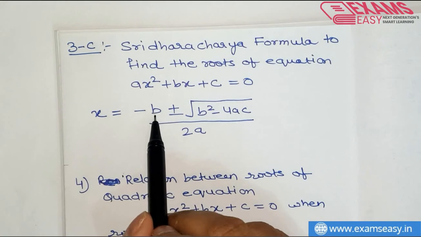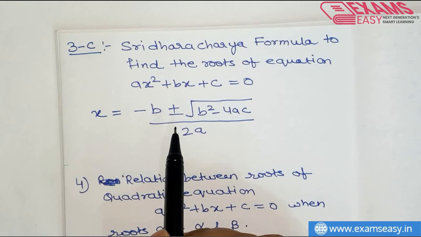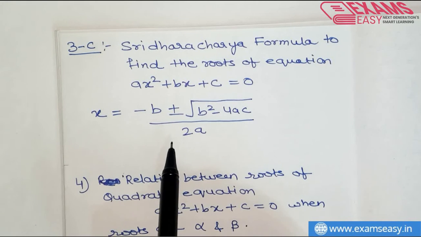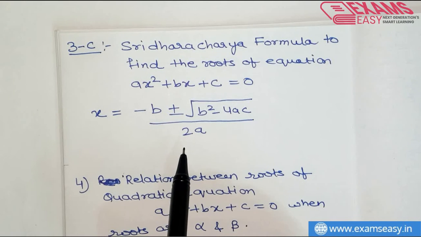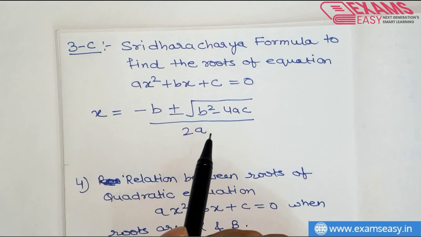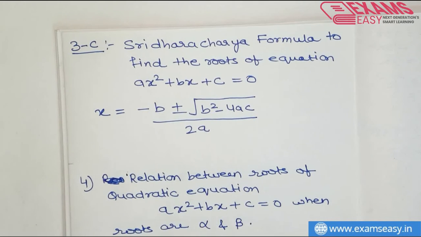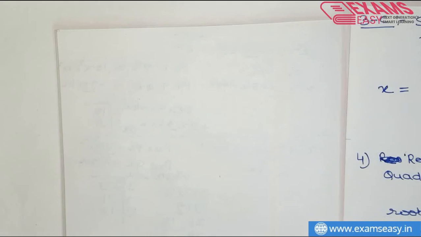Friends, this formula is useful when the earlier two methods fail, and they will fail when you are not able to find valid factors for the quadratic equation. And the second method is the method of completing the square, and in that if you find much complexity, then you can avoid that. So you can use this Sridharacharya formula. Let us take an example and see how this formula can be utilized.